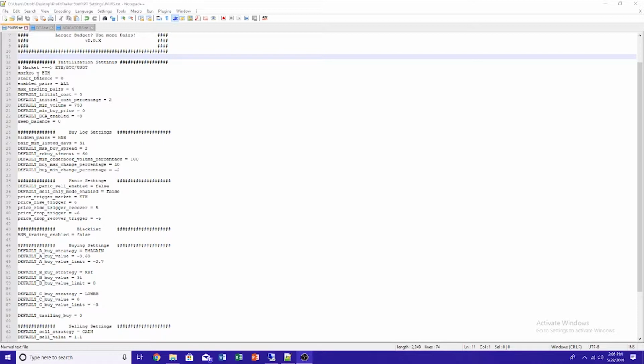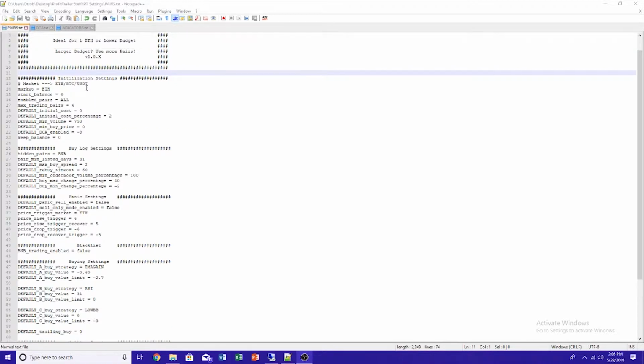But anyway, so you set your market, start balance. You set this to whatever your start balance was or is. Enabled pairs all. If you want to change that, you can. Max trading pairs, I run 4 because I don't have that big of a balance. So if you have a higher balance and you want to try these settings, just use it appropriately. Don't have too many pairs and then get yourself bagged up and screwed in the long run. But I think 4 is a safe amount of pairs to use. You can even use 3, but I choose 4.